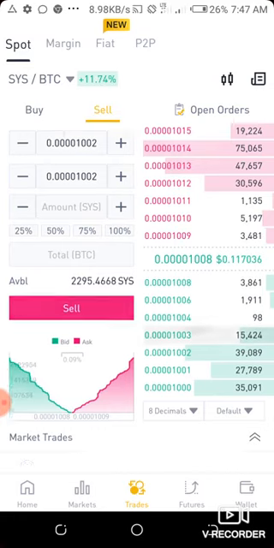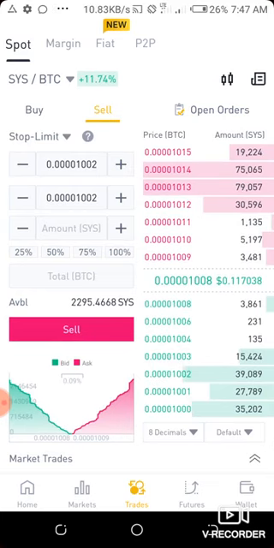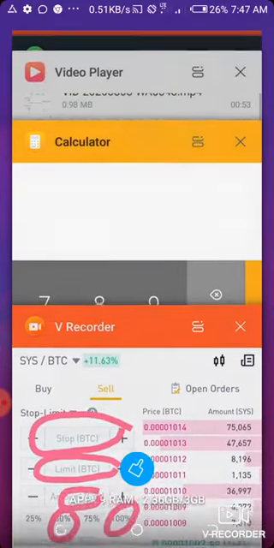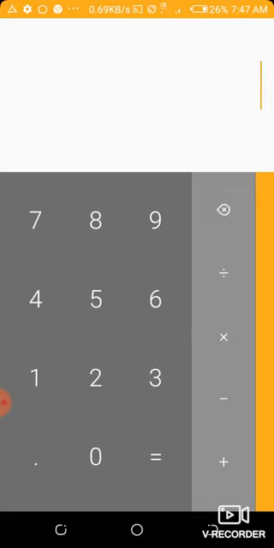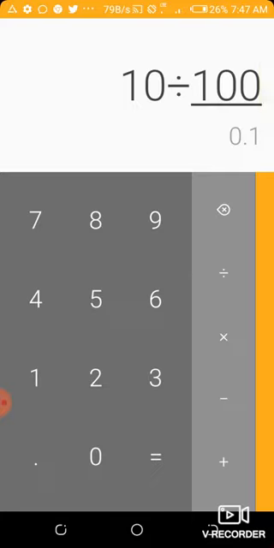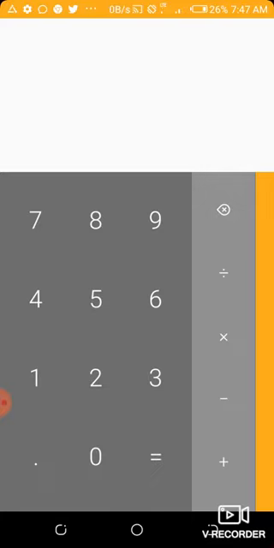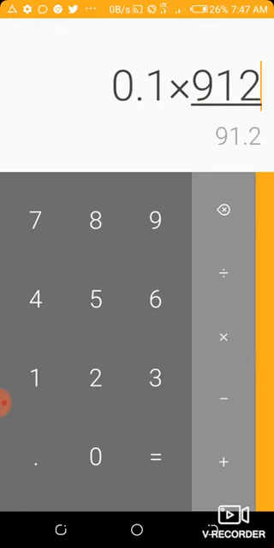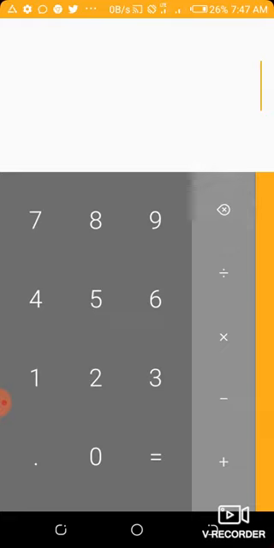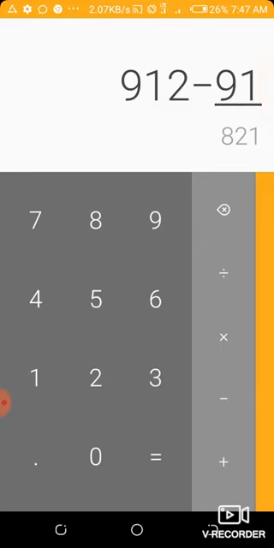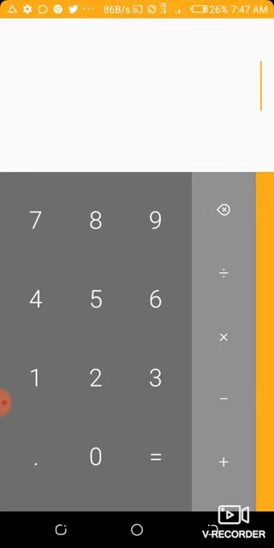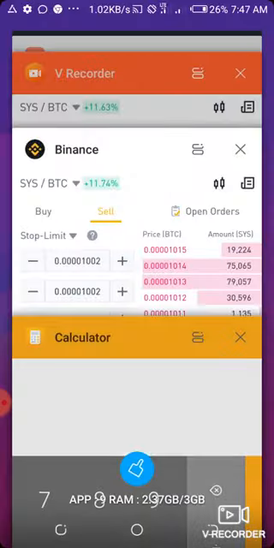So you are going to calculate 10% of 912. Let me quickly go to my calculator. 10% means 10 divided by 100, which is 0.1. Multiply 0.1 by 912 and that gives you 91.2. Let's assume it's 91. You subtract that from 912. 912 minus 91 is 821. So you go and set your stop loss at 821.